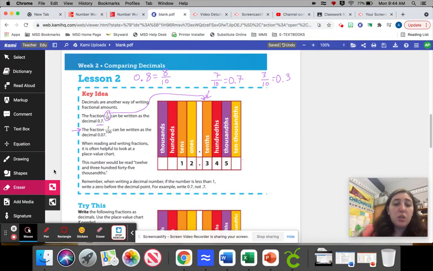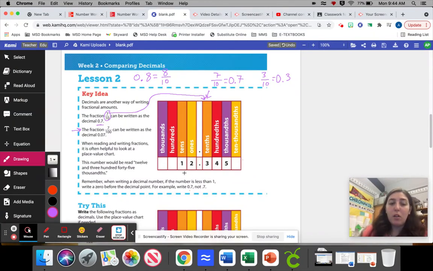Okay. So when reading and writing fractions, it is often helpful to look at a place value chart, as we said. And so the number right here, we would read this number as 12 and 345 thousandths. Okay, that's a lot right there. 12, our whole number, 12. And remember, we say a decimal as and 345 thousandths. Okay, we say thousandths at the end because this 5 is in the thousand spot. So whatever spot our number ends in, that's what we're going to say in the end.